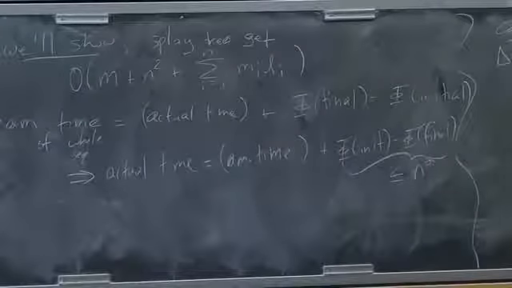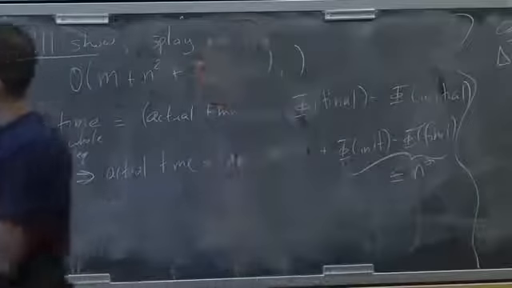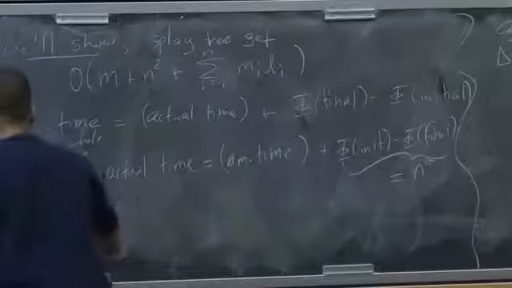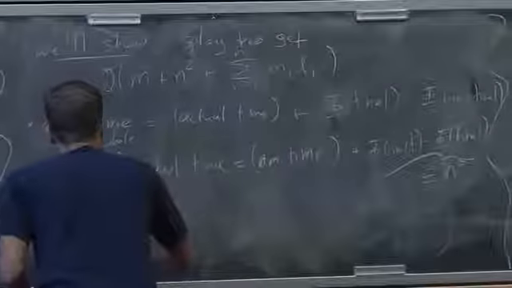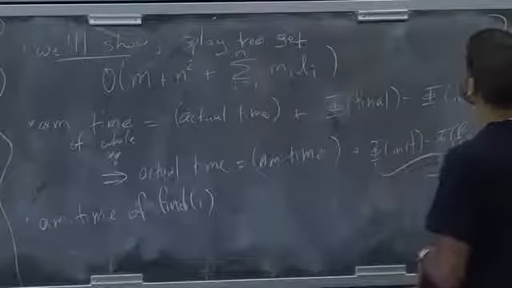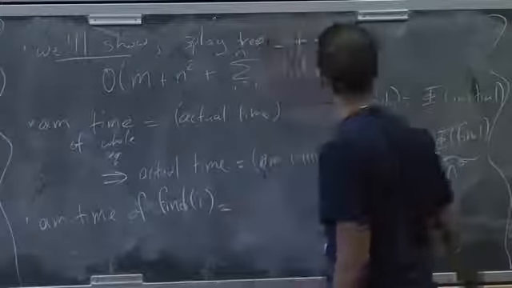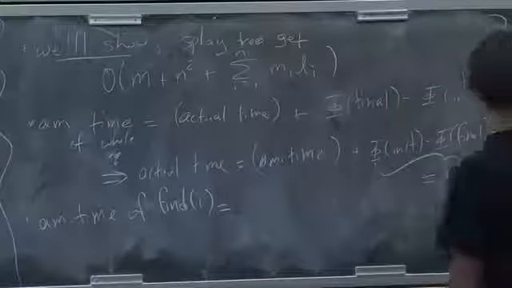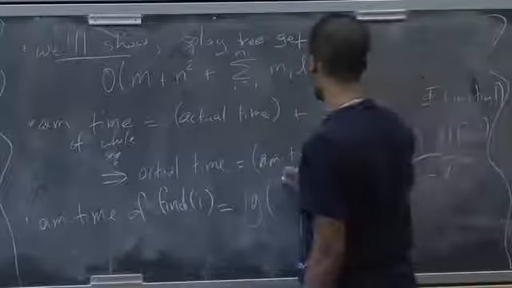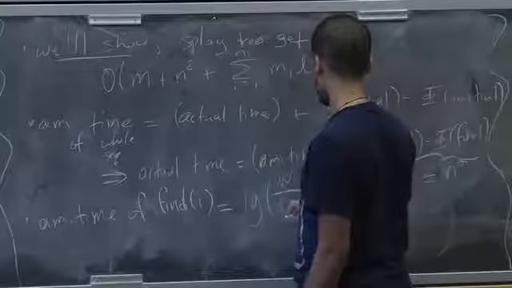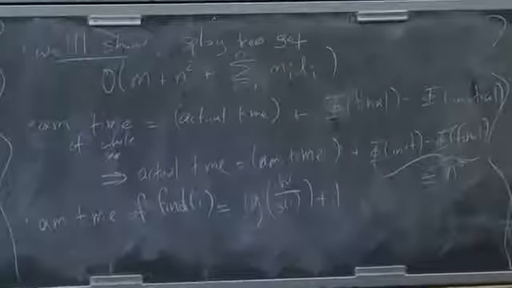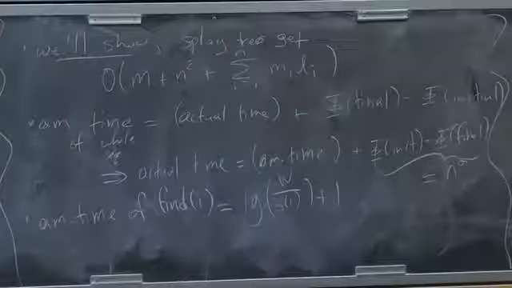How about the amortized time? Well, let's look at the amortized time of find i. Well, I erased the theorem, but it's log of the sum of the weights over s of x, s of i, plus 1. It's up there. Oh, it is up there. Okay, good. Thank you.